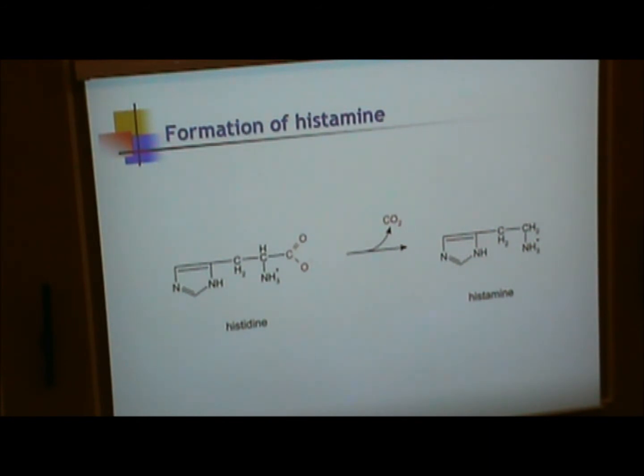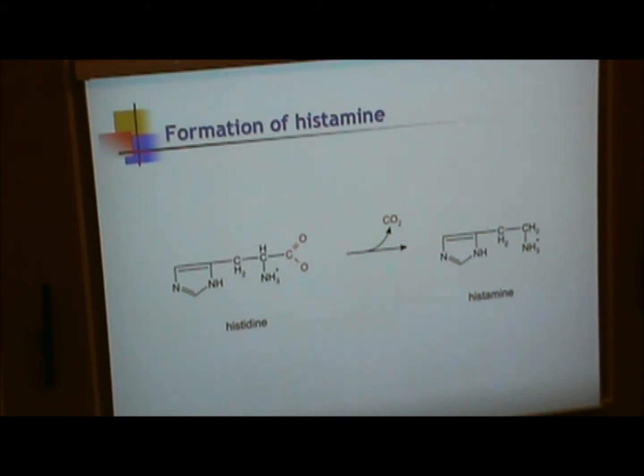The next biologically active substance is histamine. Histamine is produced from histidine. So histidine is submitted to decarboxylation. The carboxylic group is released in the form of carbon dioxide. Histidine is converted into histamine.